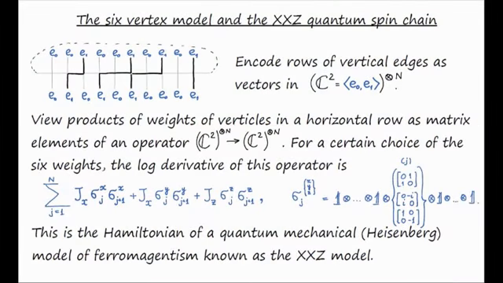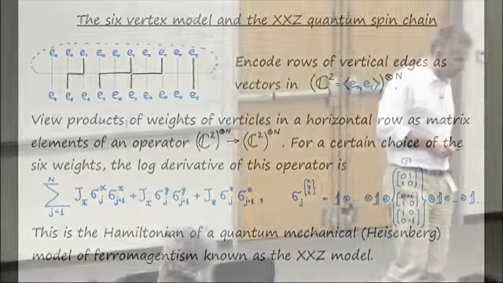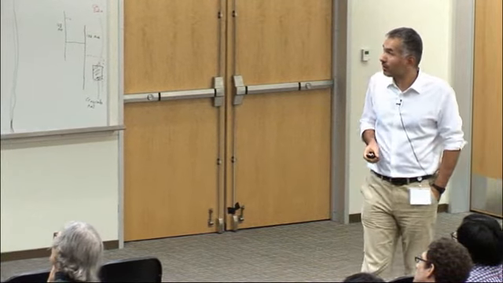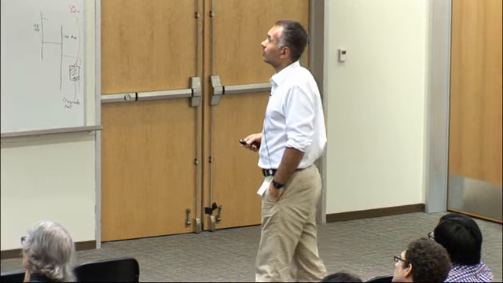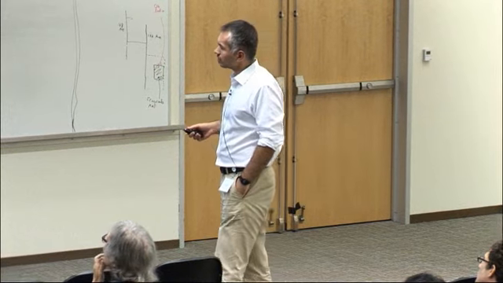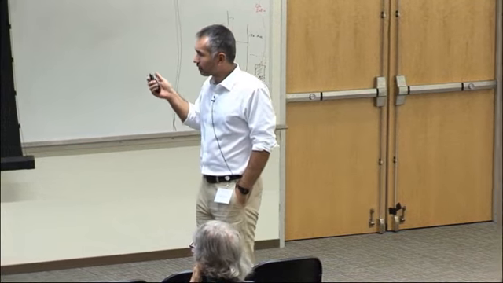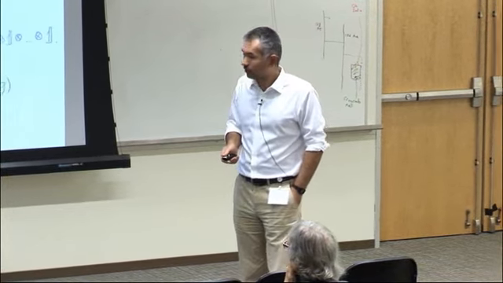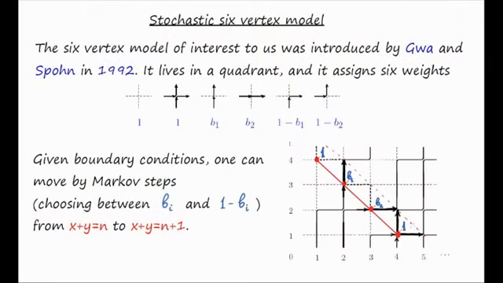Anyway, there is a connection of the 6-vertex model to quantum mechanics, to something known as the Heisenberg ferromagnet, or the XXZ quantum spin chain. I'm not going to say more about it. If you want, that's not going to participate in my talk later on, but I just wanted to say that there's a large part of physics that cares about the 6-vertex model.